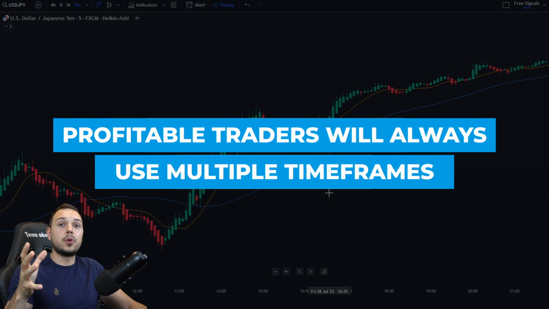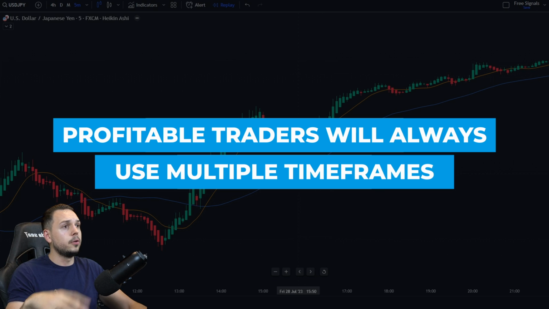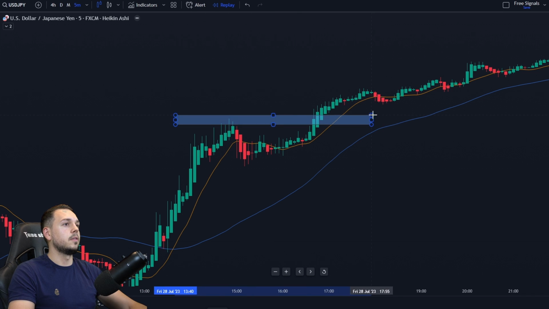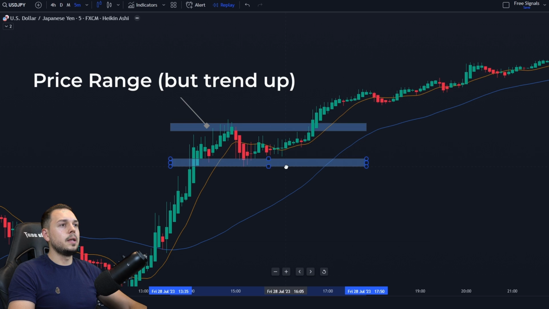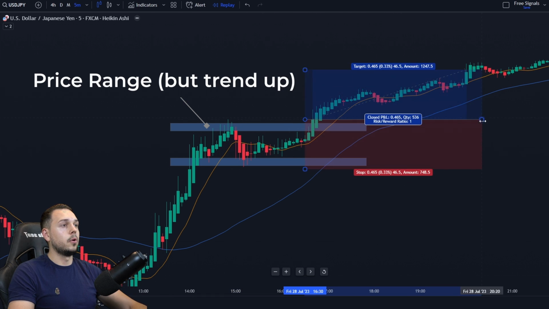Now, profitable traders will always use multiple time frames, 100% guaranteed. So if you're only looking at the 5-minute time frame, your results won't be as great as mine. So on the 5-minute time frame, we see something like this, a previous area zone just around here, and we can see a clear consolidation, right? The trend is up and it's consolidating, and we want to wait for that breakout. We potentially enter our trade for a nice long position.